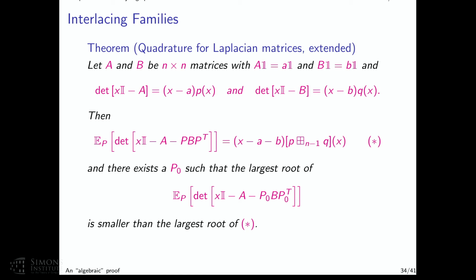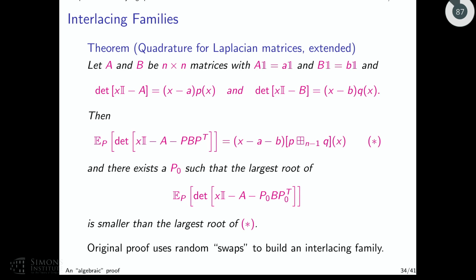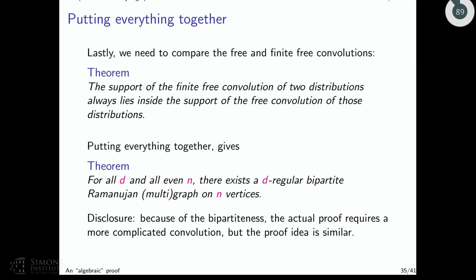And then you can do that. So then when d goes to infinity, that becomes the real free convolution. And what we can show is that the finite version is inside the spectrum of the free one, the infinite one. So putting everything together, this gives that for all d and all even n, there exists a d-regular bipartite Ramanujan multigraph on n vertices. So very similar to what Will was able to show.